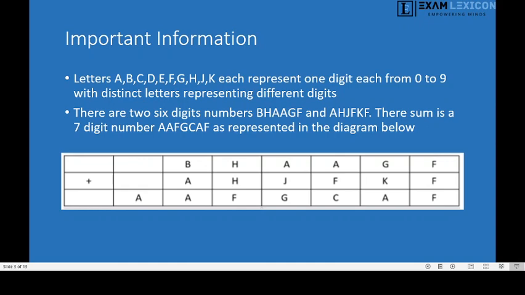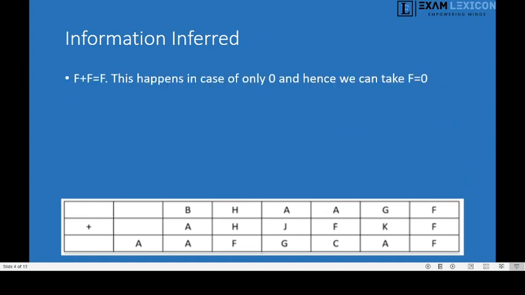Okay, now what we will do is we will infer a lot of information which has been provided to us by the diagram. So let us just start. First we can see that F plus F is equal to F. So we can take F as 0. You can easily see that in the units place of both the numbers we have F, and the sum is giving 0 in the units place itself, and this happens only in the case of 0. Hence we can take F is equal to 0.